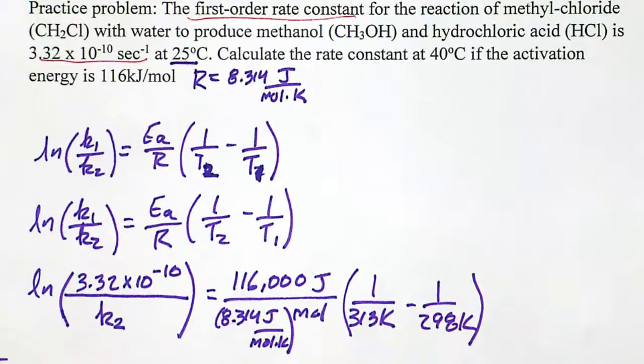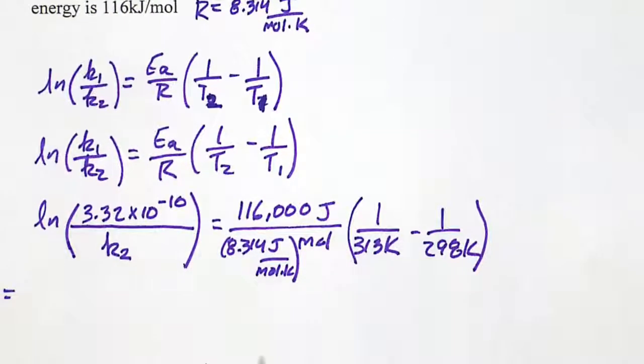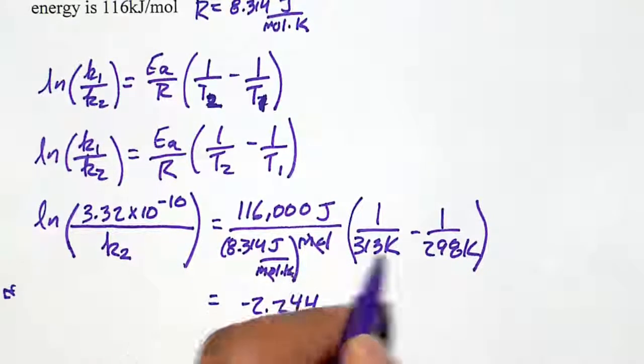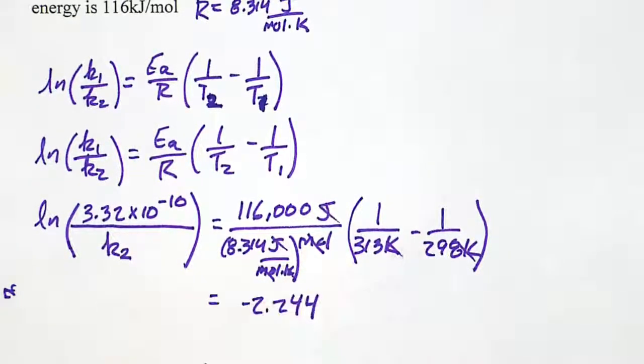I'm just going to solve for K2. I'm going to do all of this messy math first, and I'll put that in my calculator. Minus 2.244. Moles cancel, my Kelvin cancel, my joules cancel. That's good because usually you don't want to have units inside that natural log.